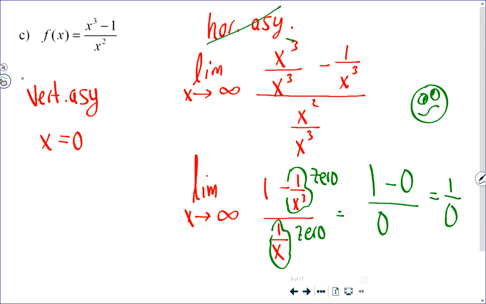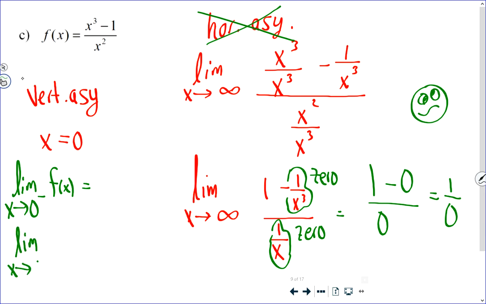So there isn't a horizontal asymptote. If you wanted to know the behavior of the graph on either side of the vertical asymptote, then you would have to find the following limits. You would have to find the limit as x approaches 0 from the left of the function and the limit as x approaches 0 from the right of the function. And again, I'm just deciding that I don't want to do that on the video.